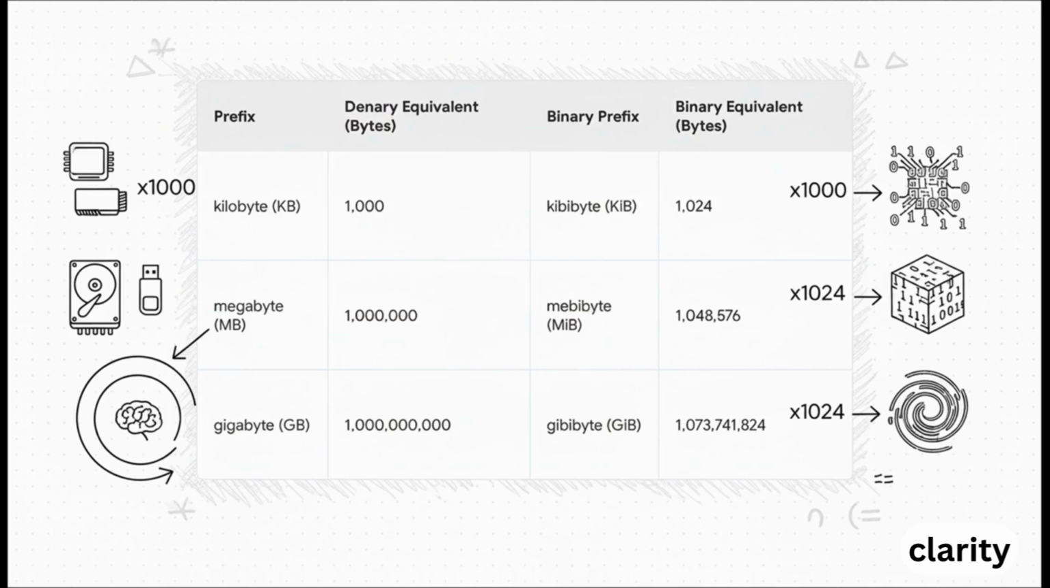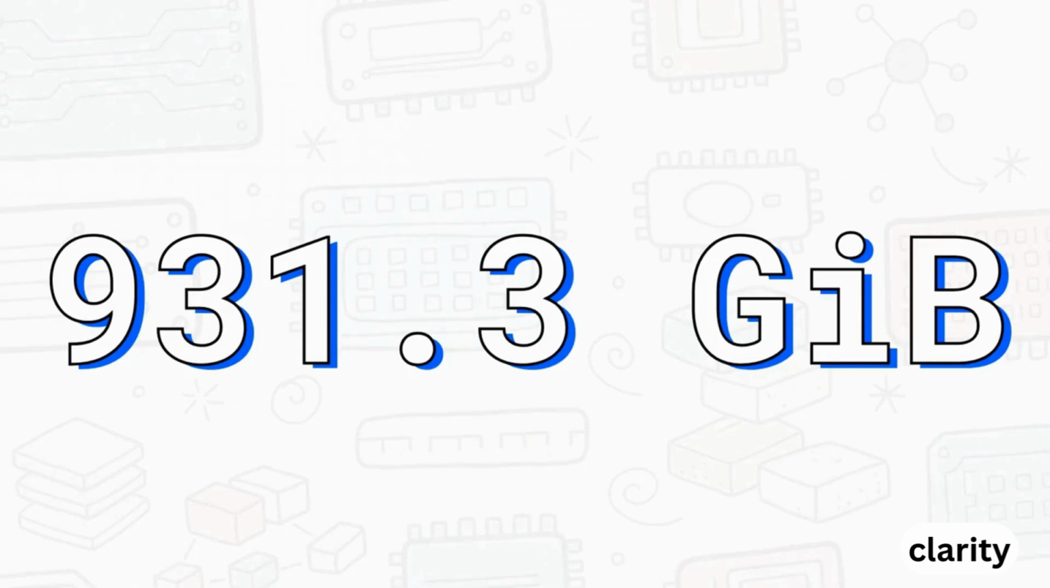And that tiny 24-byte difference might not seem like much, but it compounds like crazy as you scale up to mega, giga, and tera. So let's do the actual math. The manufacturer gives you exactly 1 trillion bytes. But when your computer reads that number, it doesn't divide by 1,000 to figure out the size, it divides by 1024. So you take that 1 trillion bytes, divide it by 1024, divide that by 1024 again, and then one more time, and what do you get? 931.3 gigabytes, which your computer just calls 931 gigabytes for short. Mystery solved. The storage was never missing, it was just lost in translation.